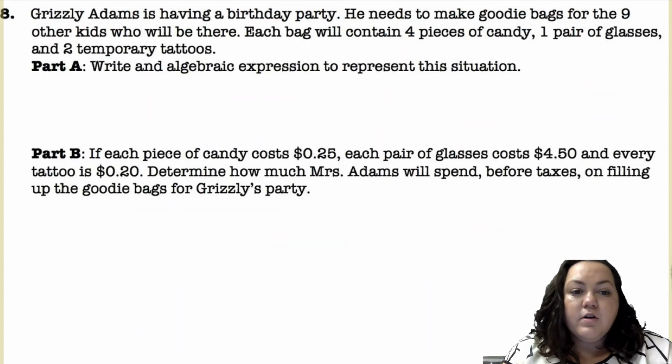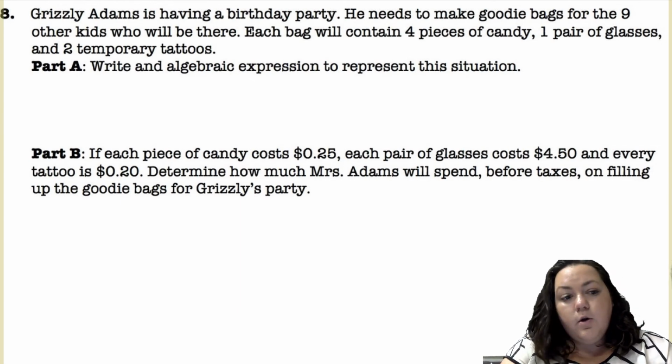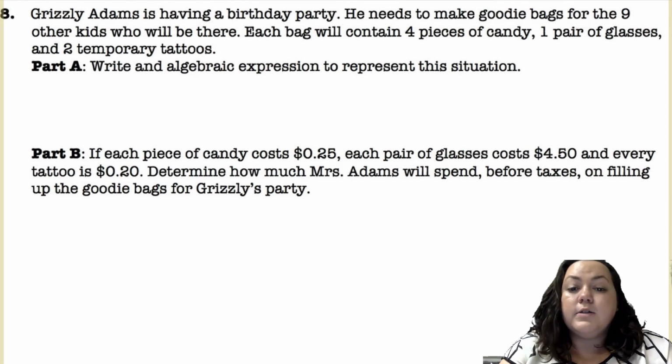All right, Grizzly Adams is having a birthday party. He needs to make goodie bags for 9 other kids who will be there. Each bag will contain 4 pieces of candy, 1 pair of glasses, and 2 temporary tattoos. Write an algebraic expression to represent this situation.